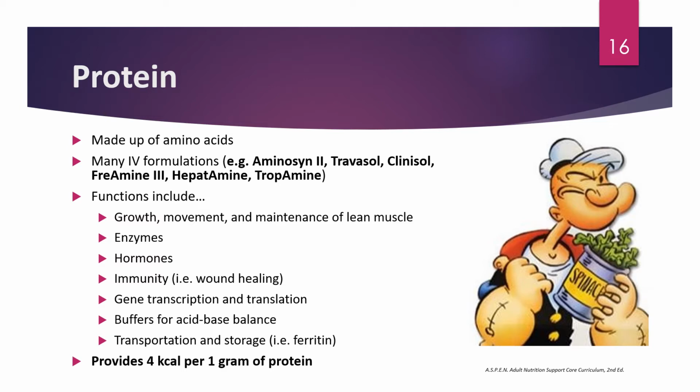And protein actually provides about 4 kilocalories per 1 gram of protein IV-wise. Again, that is bolded there for a reason. You will need to know that, because as we write our PN formulas, these will be things you need to know.